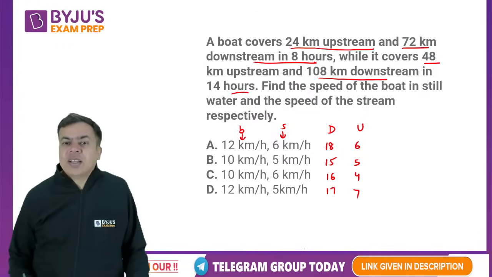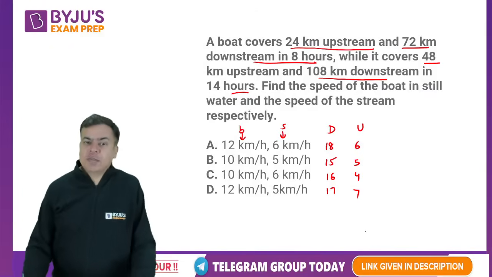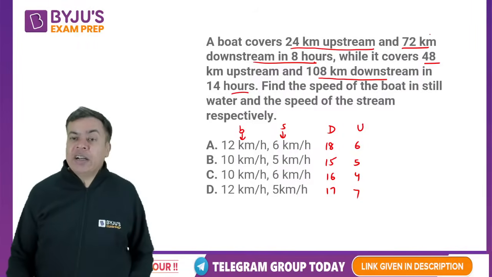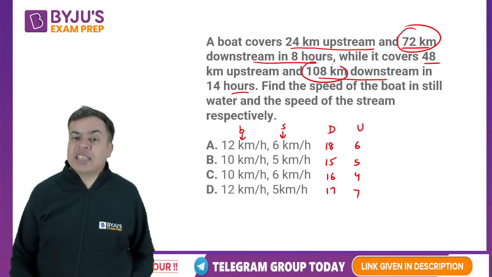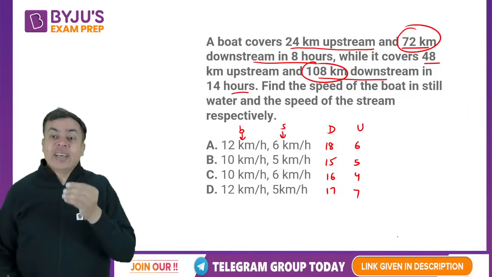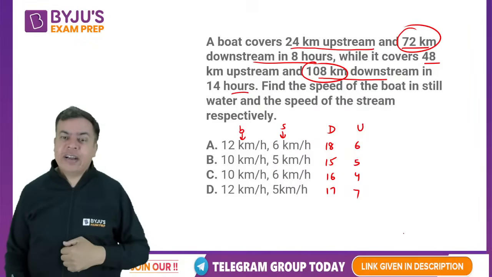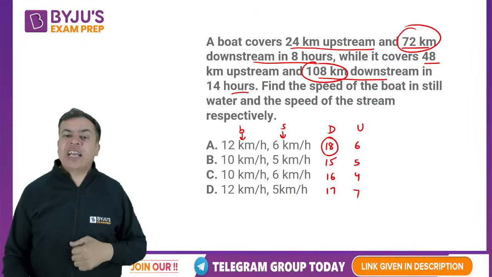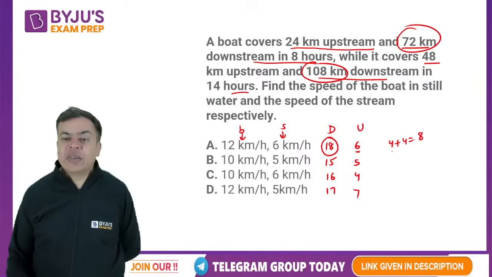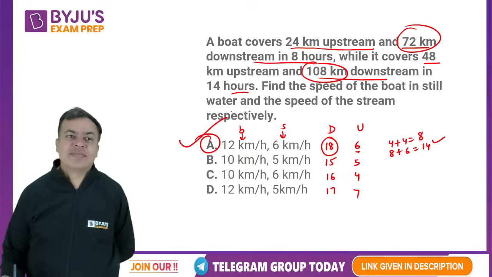Now just check those values first, which are given. There must be multiples, like downstream here is 72, downstream here is 108. So what number in the downstream is a factor of 72 and 108? It is 18 only. So check this. That means 6 into 4, in the first case it will take 4 plus 4, 8 hours. In the second case it will take 8 plus 6, 14 hours. So option A is correct.